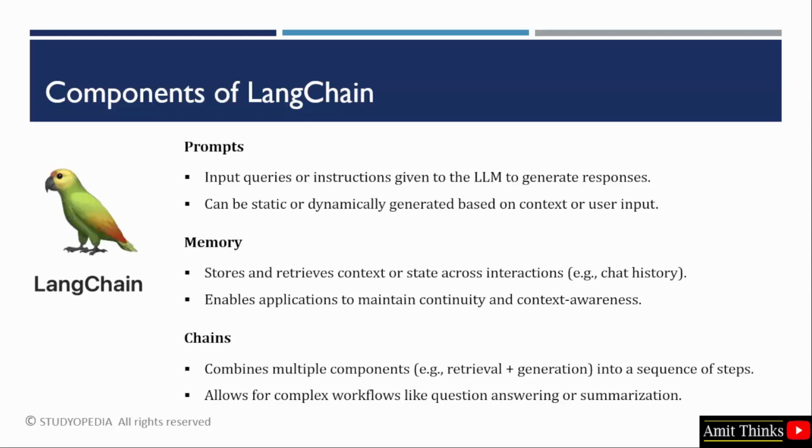Then comes memory. As the name suggests, it stores and retrieves like your chat history. It also enables applications to maintain continuity and context awareness. Chains, as we discussed before, is to combine multiple components into a sequence of steps. The idea is to pass the output of one component as the input to the next, forming a structured workflow. Through this, you can easily work around complex workflows like question answering, text generation, summarization, etc.